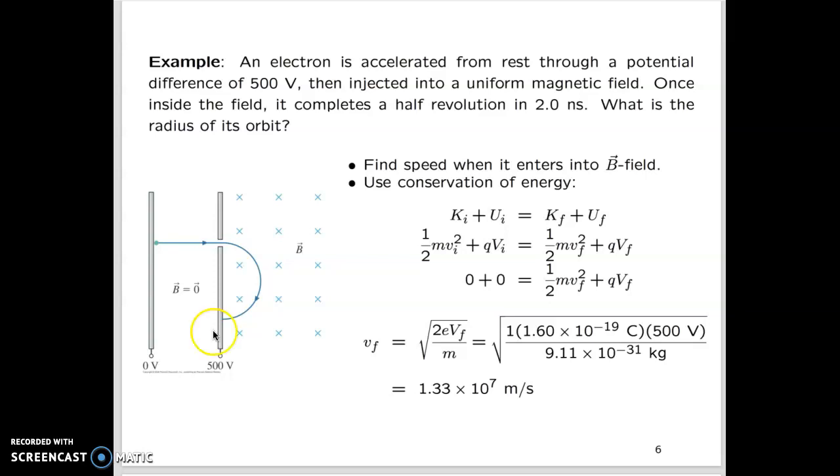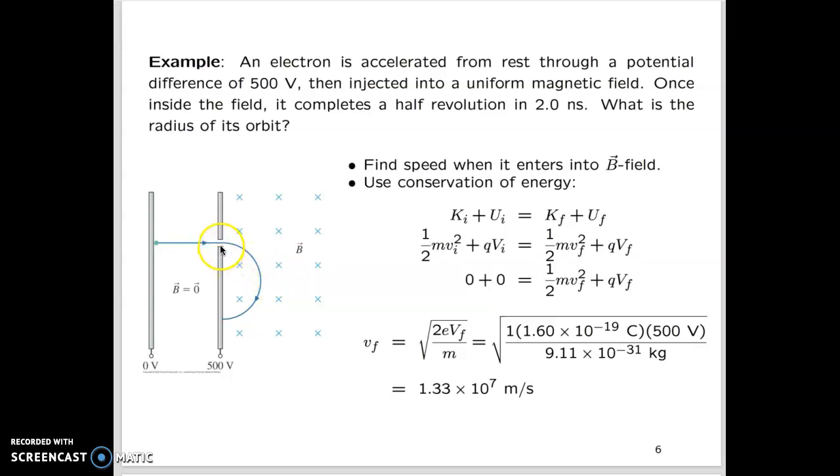That electric field is pulling that negative charge from the lower voltage plate to the higher voltage plate. That happens because it's a negative charge. The positive charge would accelerate in the opposite direction. The negative charge accelerates from the low voltage to the high voltage plate, and then it escapes through a hole in this 500 volt plate, enters into a region where there's no electric field anymore, but there is a magnetic field.